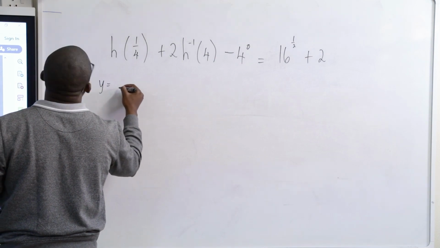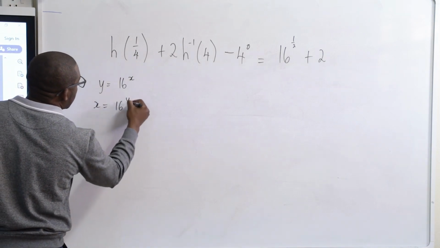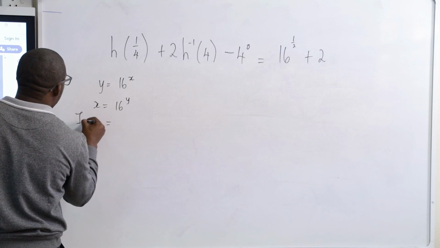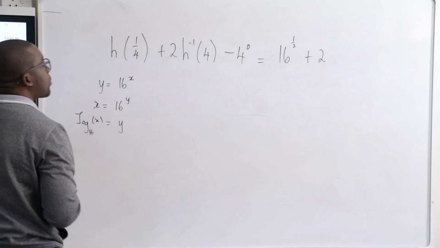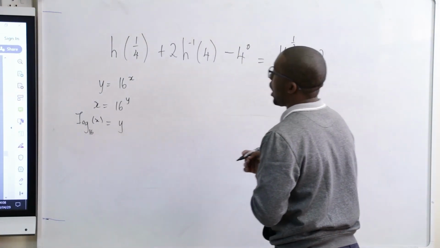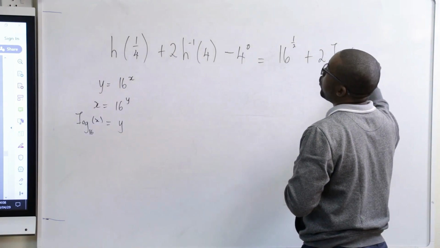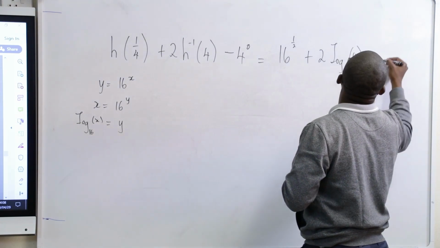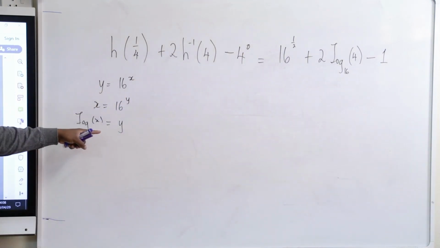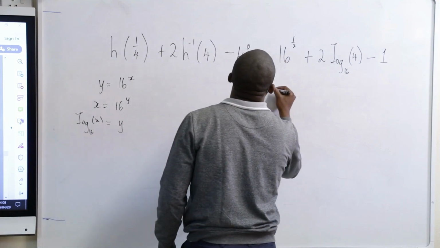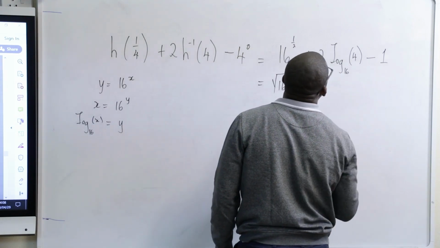y is equal to 16 to the x. To find the inverse, first interchange: x is equal to 16 to the y, then log to the base of 16 of x is equal to y. So this is 2 times log to the base of 16 of 4 minus 1. Anything to the power of 0 is 1. So I first calculated the inverse here, then I substituted. 16 to the half is root of 16, plus 2.